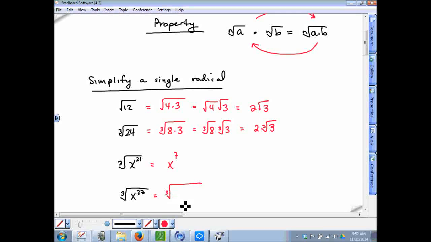So I'm going to change this into the cube root. Instead of x to the 23rd, I'm going to split it up into two different x's: x to the 21 and then how many more x's do I need? So then it's going to be x to the 2nd.